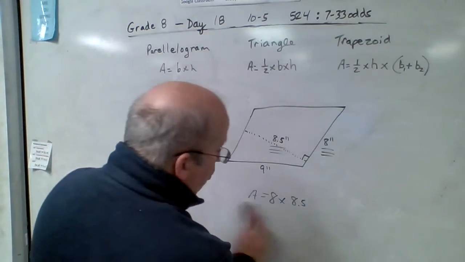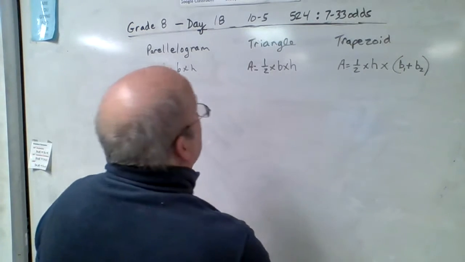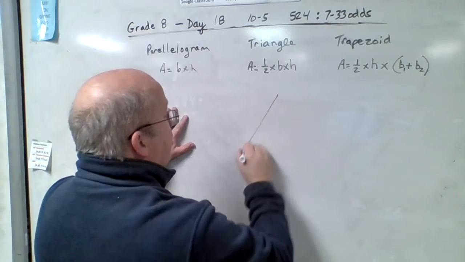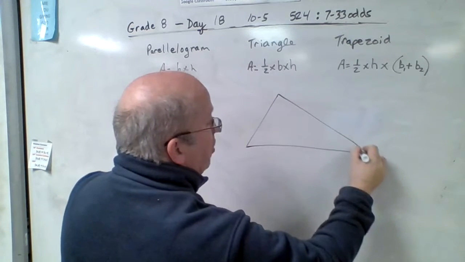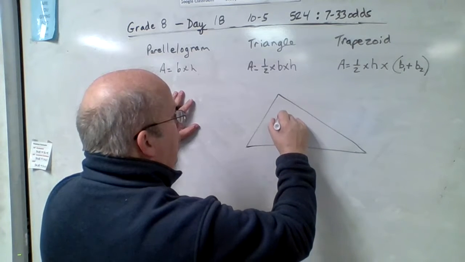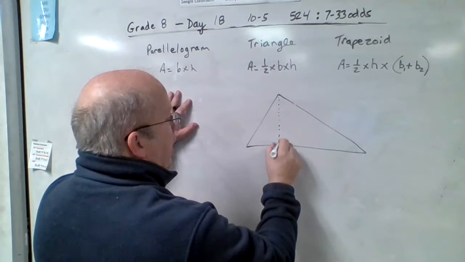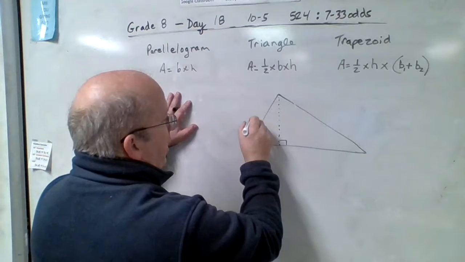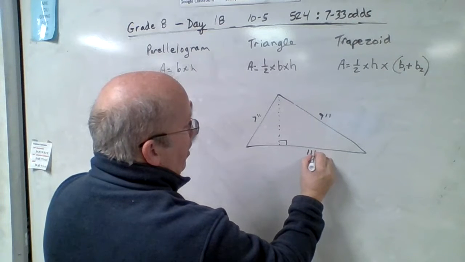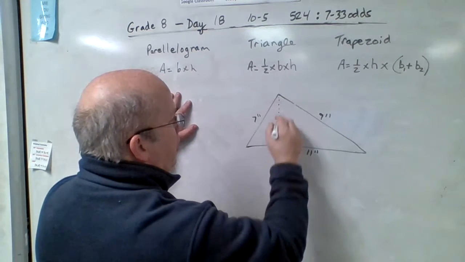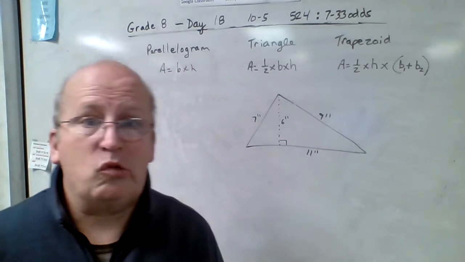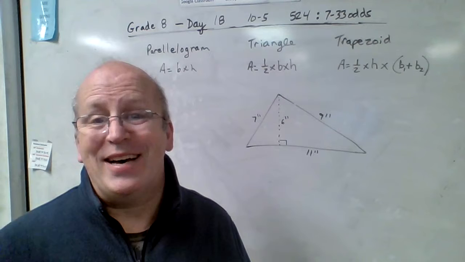Okay, same thing holds true with triangles. We have to be careful what we decide to be the base and what we decide to be the height. If I draw a triangle that looks like this, and I put a dotted line right here, and a 90-degree angle symbol here, and I call this 7 inches, and I call this 9 inches, and this 11 inches, and I call this particular measurement here 6 inches. There's 4 different numbers on the board. Which one's the base and which one's the height?